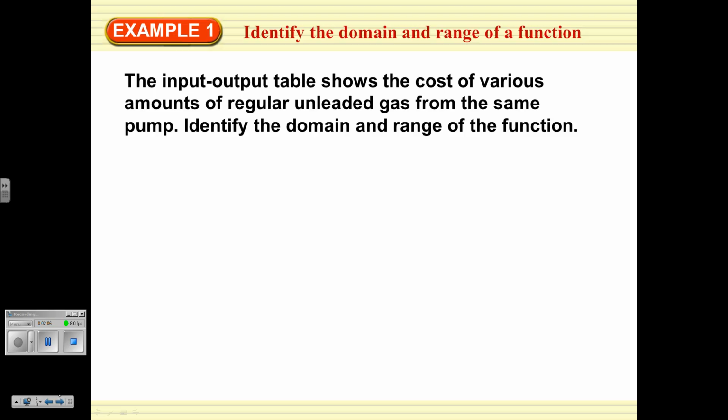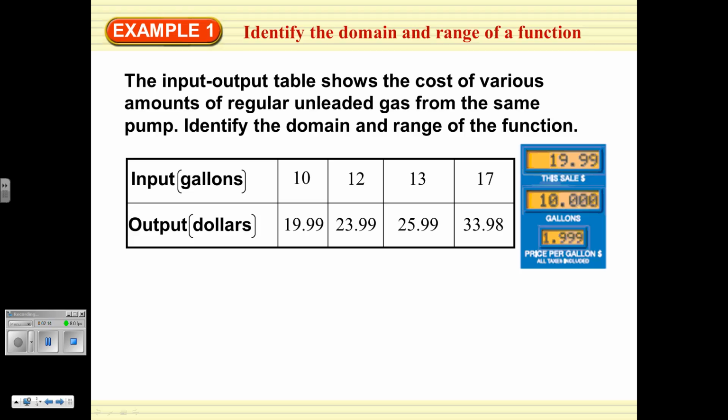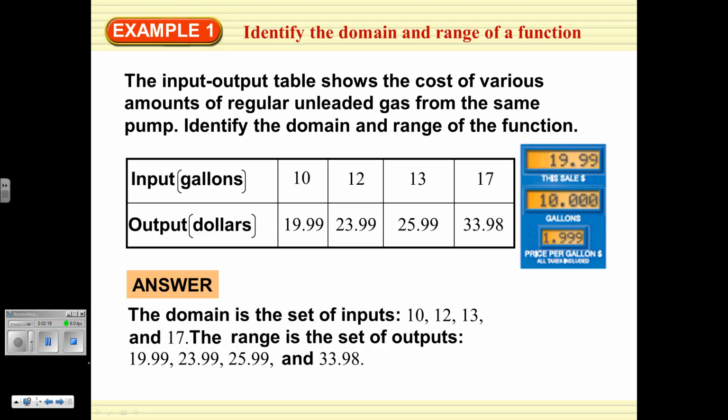All right, so let's get started identifying domain and range. This is fairly simple. The input-output table shows the costs of various amounts of regular unleaded gas from the same pump. Identify the domain and range of the function. Well, I will help you occasionally. Sometimes you have to think of it this way. If you don't have the actual x and y identified, you have to ask yourself, which value in this table is dependent upon the other value.